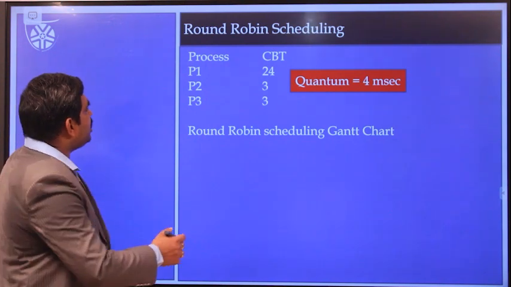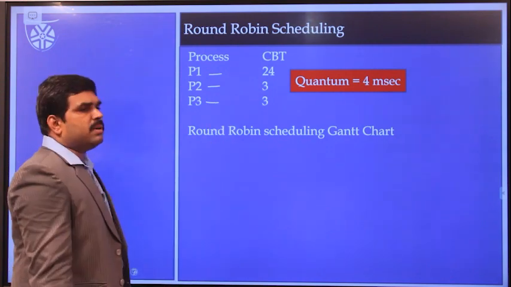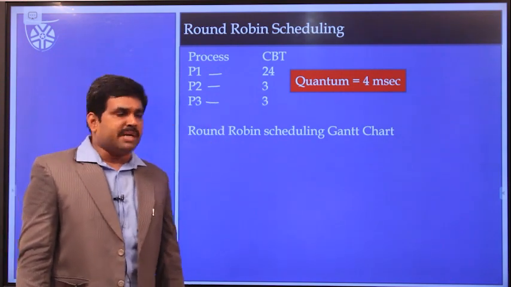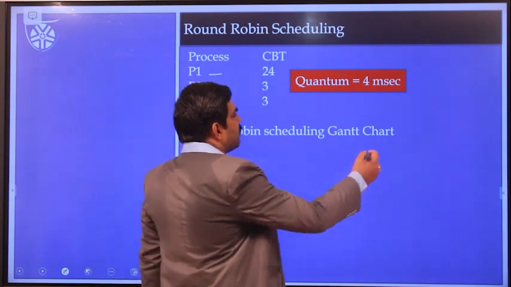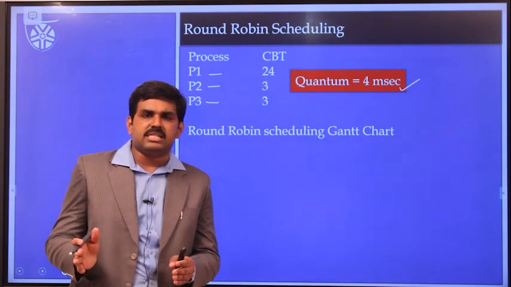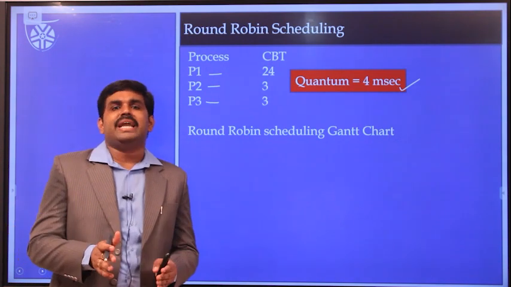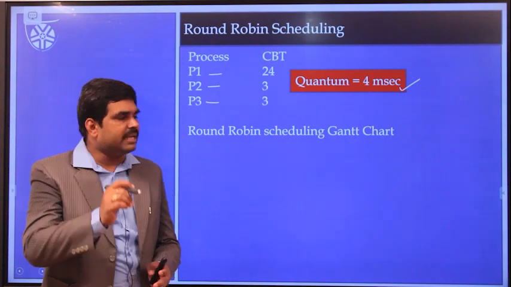Firstly, there are three processes named P1, P2 and P3 with the CPU burst times as 24, 3 and 3 respectively, and I have considered the time quantum as 4 milliseconds. Okay, means for every 4 milliseconds the CPU is going to switch from one process to another process even though it has not been completed. Okay, please remember that point.